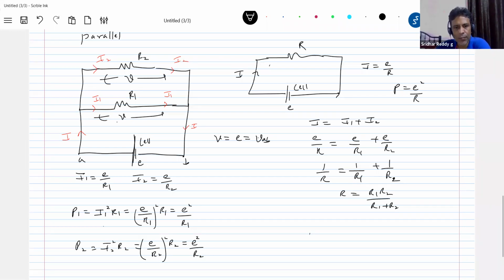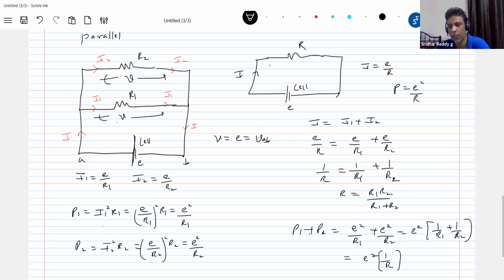Now, I'll add up these two, P1 plus P2. We'll see what we get. E square by R1 plus E square by R2. What is 1 by R1 plus 1 by R2? This should be equal to 1 by R. And what is E square by R? E square by R should be equal to P, no?